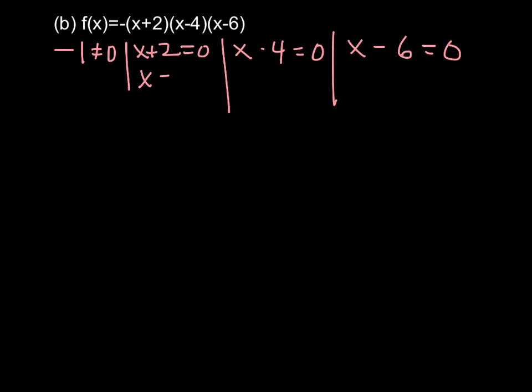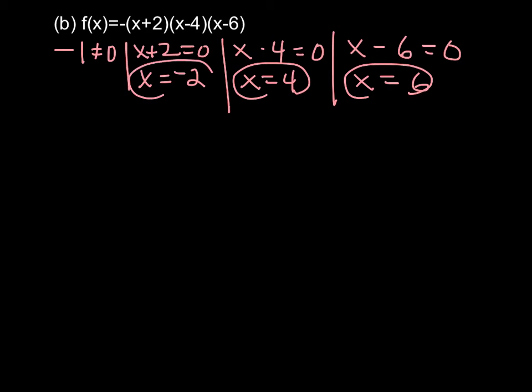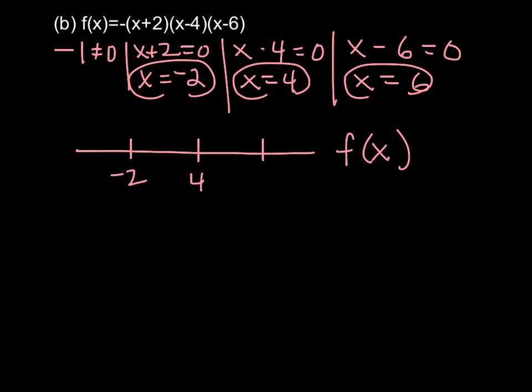So over here, we get x equals -2. Then we have x equals 4. And then we have x equals 6. So these are our 3 zeros, which tells us where the function is going to hit the x-axis. So we're going to do a sign chart for the function. And like a number line again, we're going to, in order, put those zeros on our sign chart.